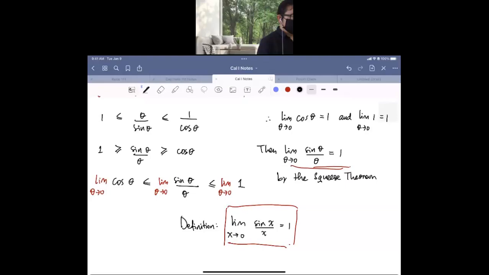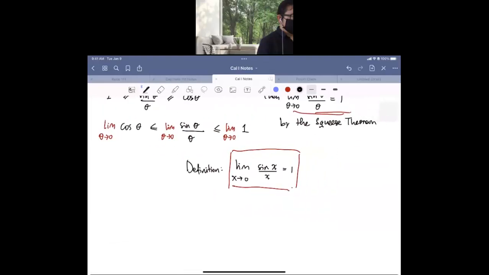Some applications of this limit: if we have some trigonometric functions, let me give you an example here. The limit of 1 minus cosine x over x.